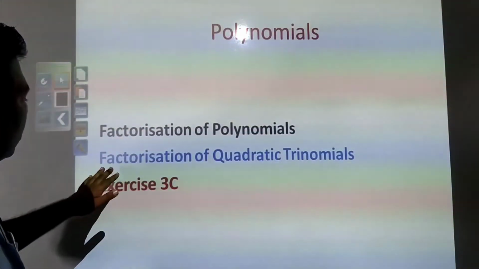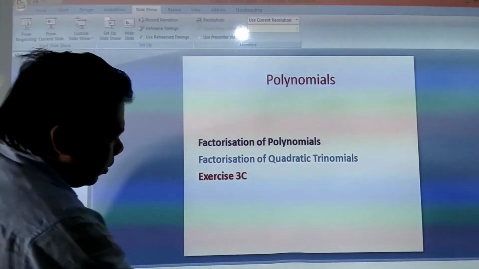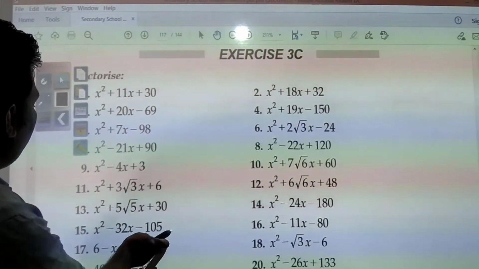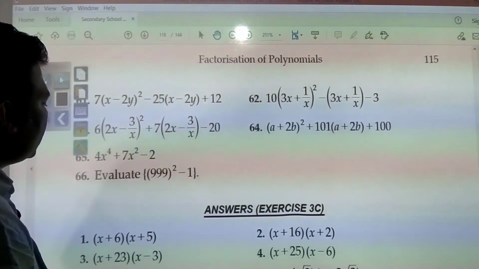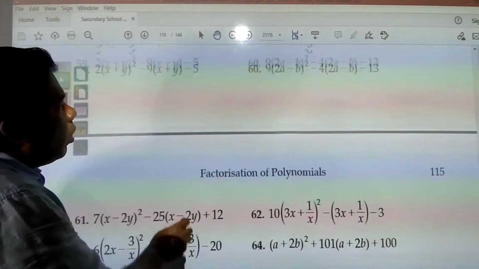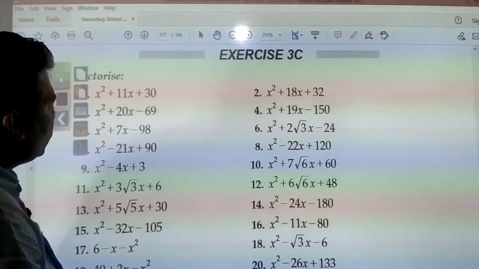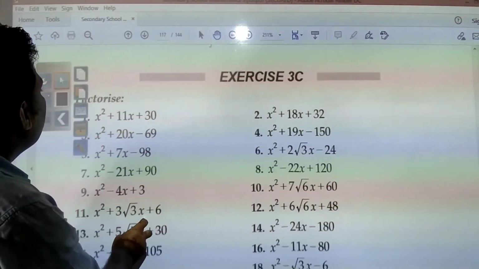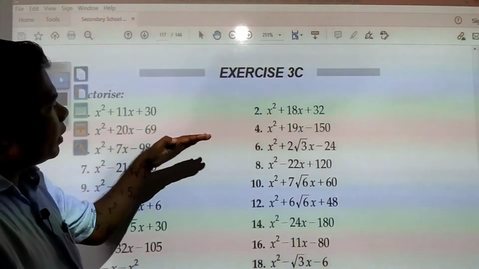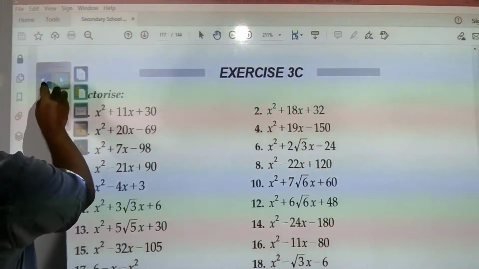Today we are going to see exercise 3C. Many questions are there in exercise 3C. Altogether we have 66 questions, but it will not be possible to take all questions. So I have taken the important questions, many of them. Let's start with question number 1 and try to learn so that you are very confident to solve by yourself.